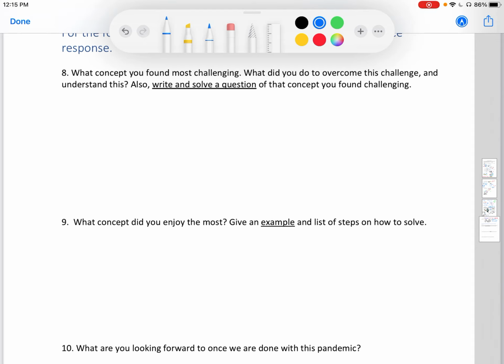8. Tell me about what concept you found the most challenging. What did you do to overcome this challenge and understand this? Also write and solve an equation of a concept you found challenging. Now for the example, you can choose problems from the book, from our notes, from your My Math Lab homework. You have lots of places where you can find questions that you want to show and display on your final. Remember, it's a chance to impress me. Make sure you don't just give me the easiest answer. Give me something that you know you can truly reflect on.